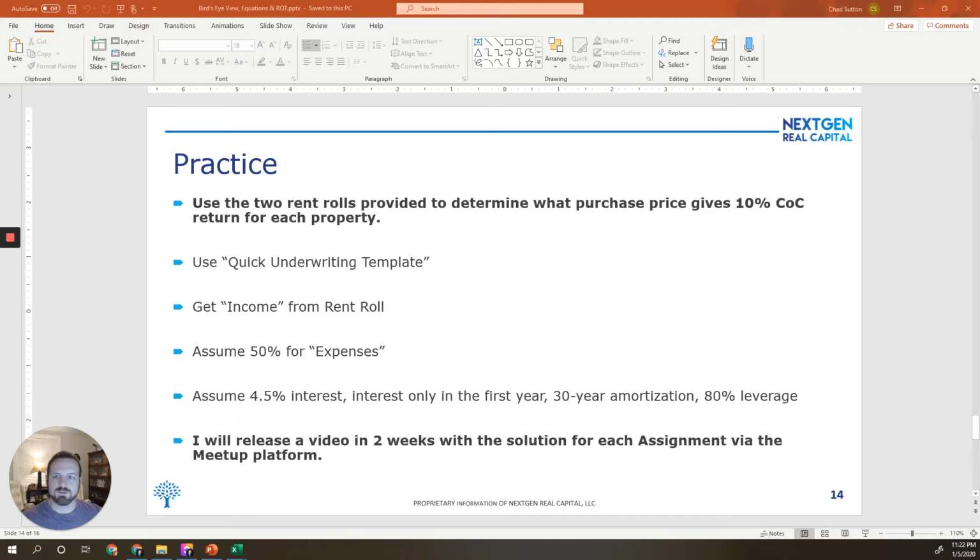We go with assignment 2. So same type of situation. We want to figure out what purchase price will yield us 10% cash on cash for this property. Once again, using our quick underwriting template, we're going to get the income from the rent roll, assume 50% for expenses because we're not looking at profit and loss statements yet. And then we're going to assume the same debt terms.